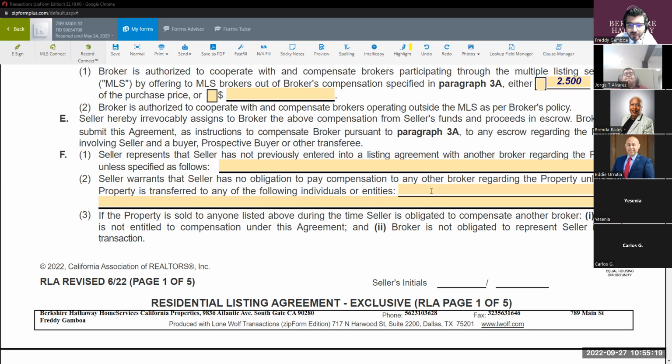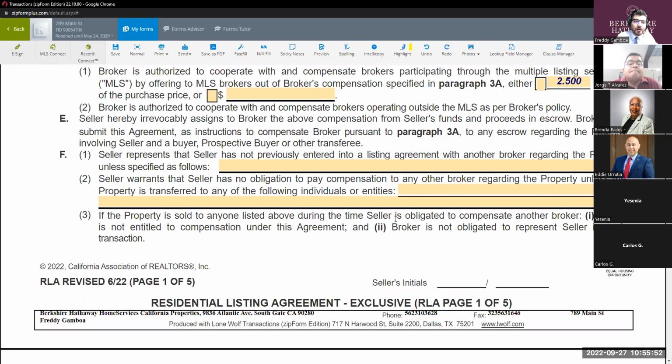So right here, the seller may say, you know what, Jorge, just to let you know, I have a buyer who's interested. Actually, it's my neighbor next door. My neighbor next door wants to buy my property. Well, what is his name? His name is John Doe. Well, perfect. If John Doe buys the property, I will not pay you any commission. Is that fair? Well, you might not like it, but it is fair.